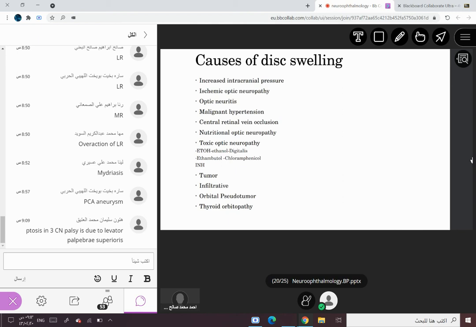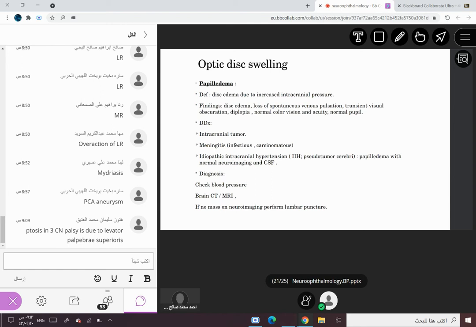So let's go to the causes of disc swelling. It could be due to increased intracranial pressure. It could be due to ischemic optic neuropathy, optic neuritis, malignant hypertension, central retinal vein occlusion, nutritional optic neuropathy, toxic optic neuropathy. Could be due to tumor infiltration, orbital pseudotumor, or thyroid orbitopathy. These might cause optic disc swelling. It might lead to one of the signs that we have just mentioned.